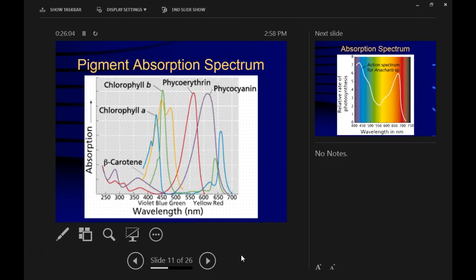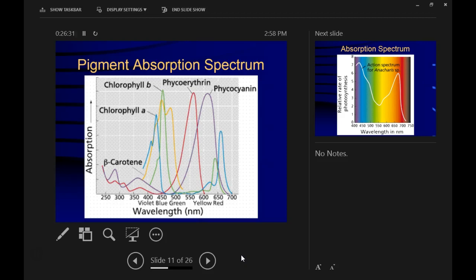If we look, for example, at beta-carotene, one of our carotenoids, the reason that it's sort of yellow or orange or red is because it doesn't absorb any wavelengths over on this side, but absorbs everything on this side. So that's why it looks yellow or orange or red to us.